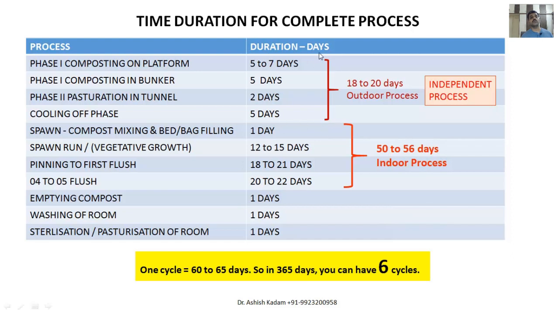So this entire outdoor process, or this compost formation process, requires around 18 to 20 days, and this is an independent process. So we need to perform this process outside the growing area. You have to keep this material always ready when you are going to start the growing area, when you are going to start the cropping area. After that we take another 1 day for mixing the spawn with the compost, or the backfilling.